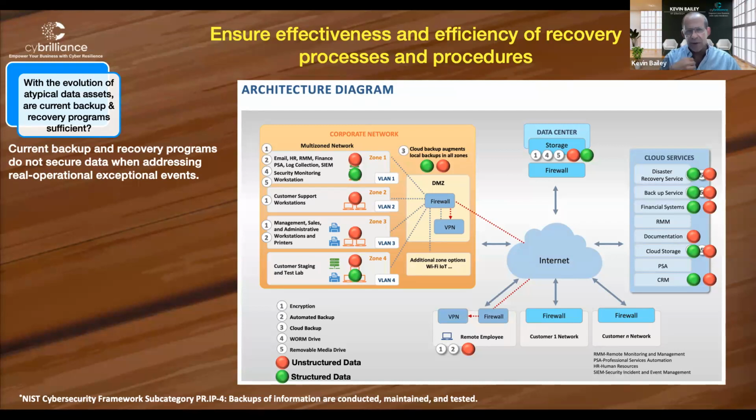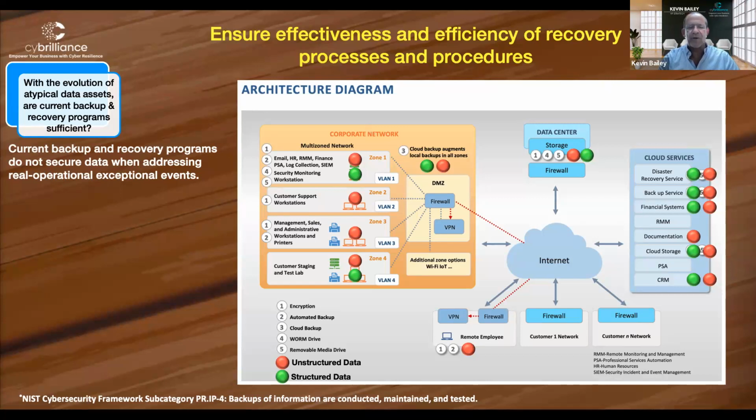20 years ago, we used to delete data. From 20 years ago, we now keep it all. We never get rid of it because there could be a use for it through big data, through artificial intelligence, machine learning, deep learning. So we keep it all because we may find something. But the issue that comes to hand is what happens when real operational exceptional events occur.